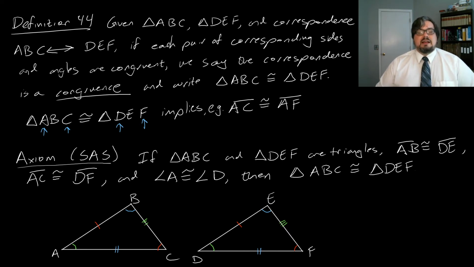So we have to take side angle side as an axiom. But once we do that, then we get this statement that we can use to show all of the other theorems that we have relating to congruence of triangles. So let's look at some applications of side angle side, including some ones that we're going to use very, very often throughout the rest of the course.